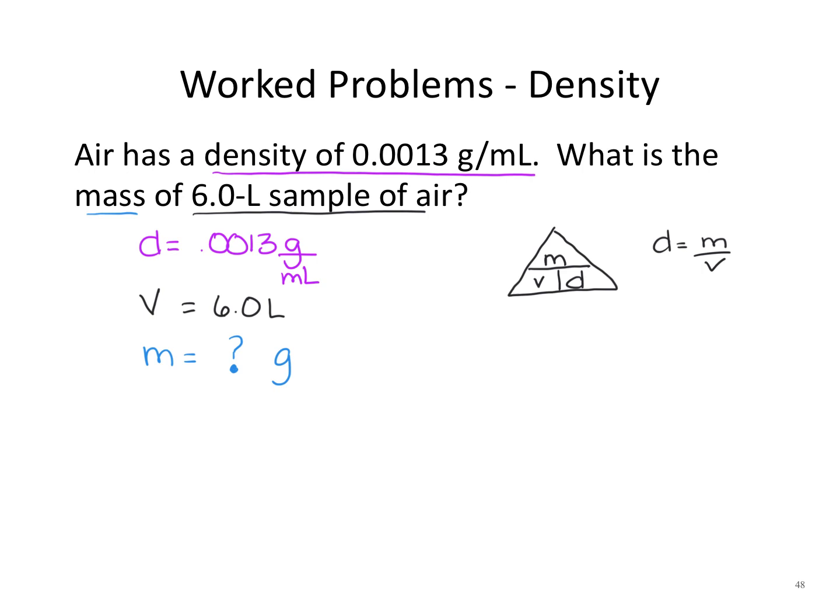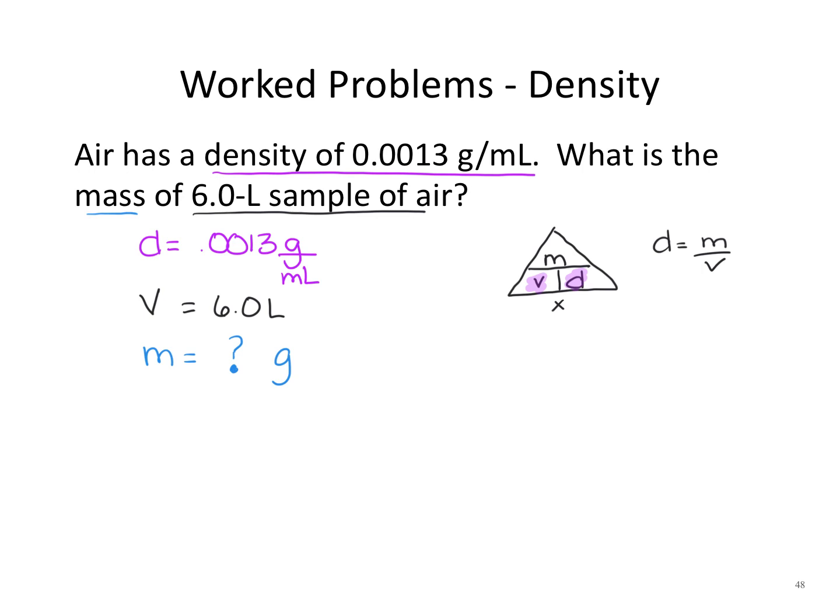And so when I'm looking at my density triangle, I have the density here and I have the volume here. And so I know that I can multiply these two and that'll give me my mass. Now, there's a problem though, and the problem is that our units aren't the same. So I want to look at that.